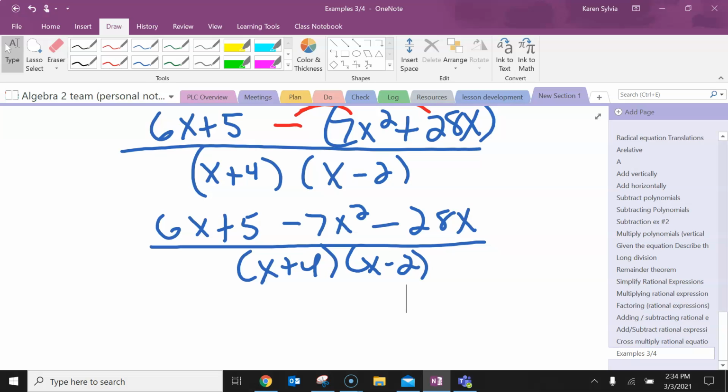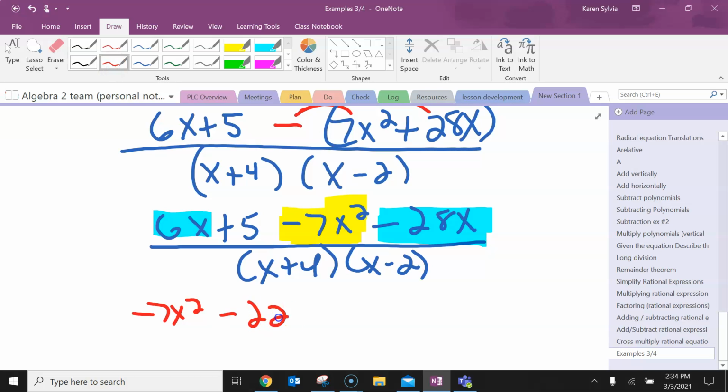And we should consider putting this into standard form. So standard form will tell me to put my x squared first, highest exponent first. I don't have any others like that, so I'm going to write my answer as negative 7x squared. Next in line for standard form would be 6x. That's a like term with a negative 28x. So 6x minus 28x should give me a negative 22x. And then my last term is 5, and that does not have any like terms. So I would put plus 5.